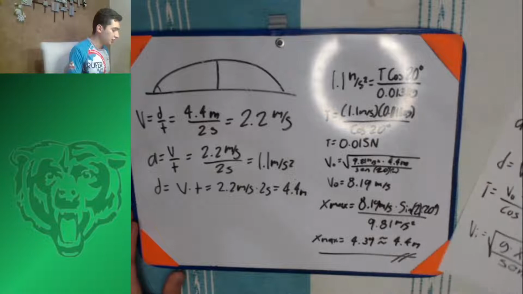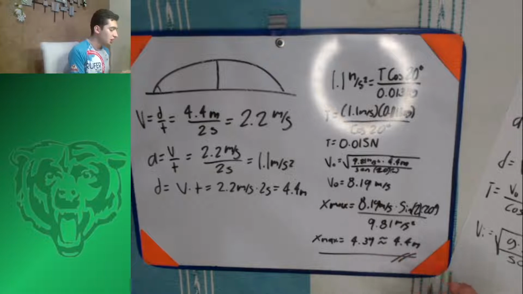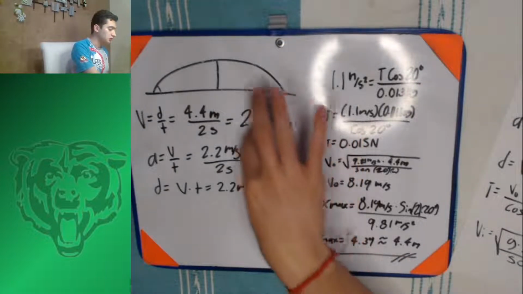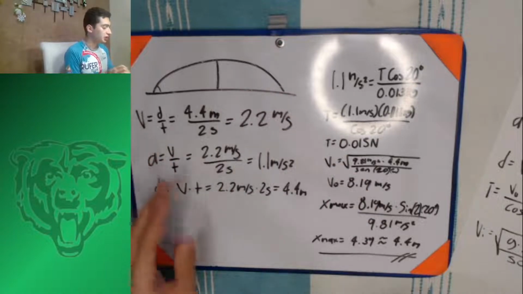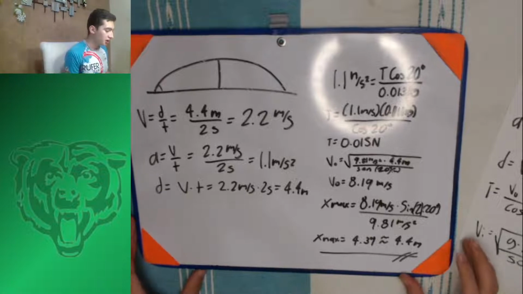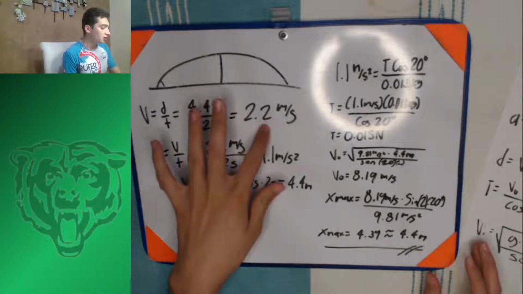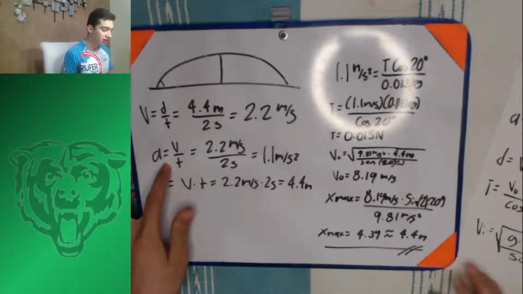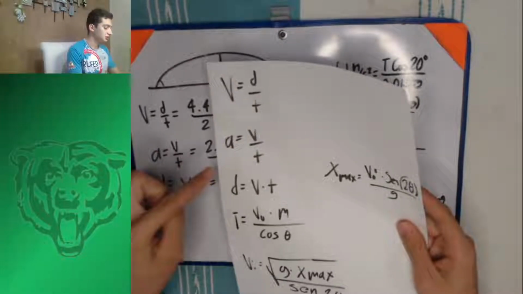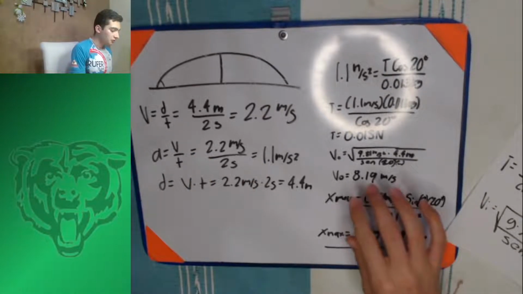With some evaluations before the practice, we affirmed that we wanted 4.4 meters of distance, with the angle of 40 degrees at the crossbow, in 2 seconds. We found that 2.2 meters per second is the velocity. The acceleration is equal to the velocity divided by the time, and we got 1.1 meters per second squared.